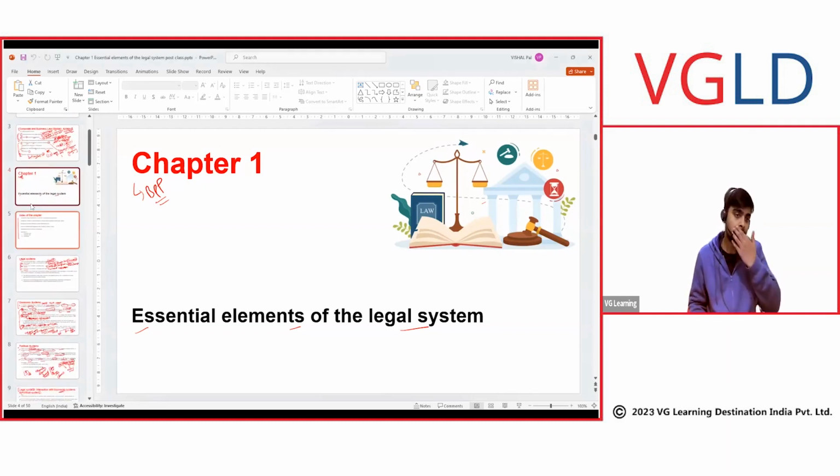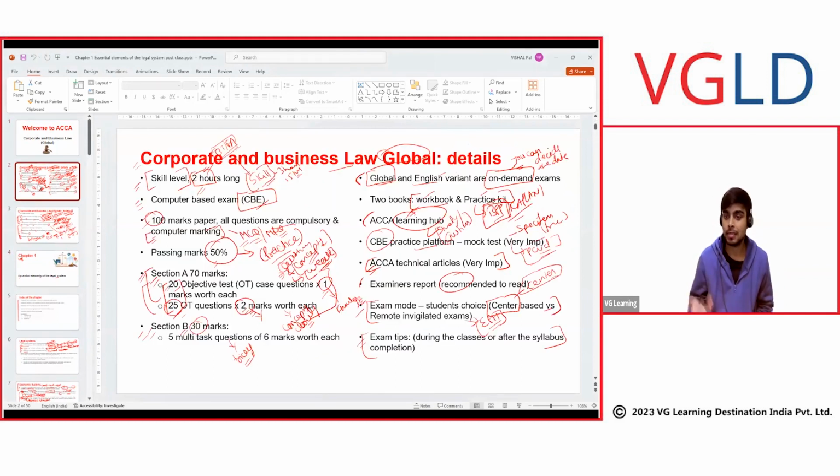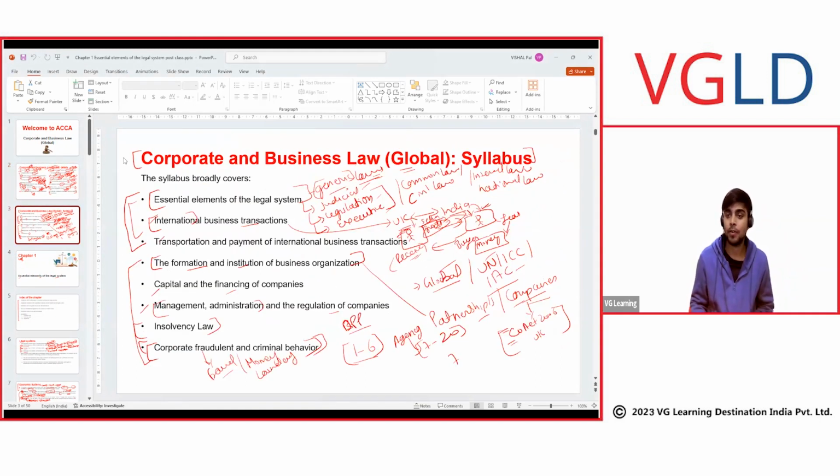So let's start. In the last class, we started with the introduction of corporate and business law. We discussed a couple of points about the exam, the study sources you could use, the technical articles, and the CBE practice platform, which may not be as relevant in this exam per se. We also discussed the exam pattern, the study hub portal, your ACCA MyLogin, your workbook, and the notes that I will be sharing with you. Then we went on to discuss the syllabus, what the content would be.